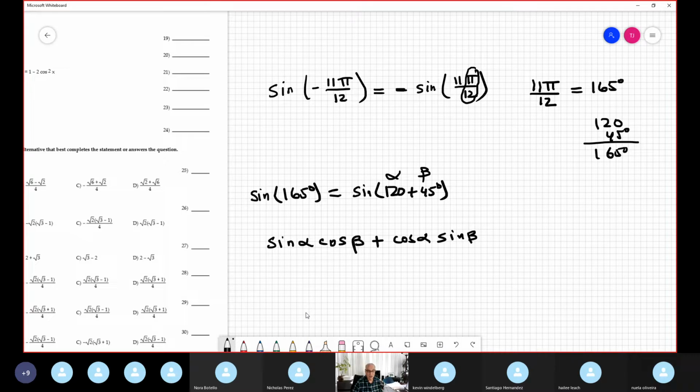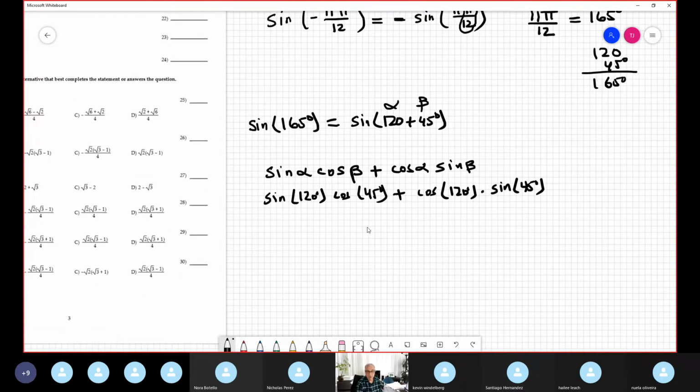In our specific example, alpha is 120, so sine 120 degrees cosine 45 degrees, plus cosine 120 degrees times, sorry, no plus, no minus, times sine 45 degrees. Try to find in the unit circle, or on the table, whichever way you prefer, what this value is. And be aware of what quadrant it lies in. 120 lies in the second quadrant.